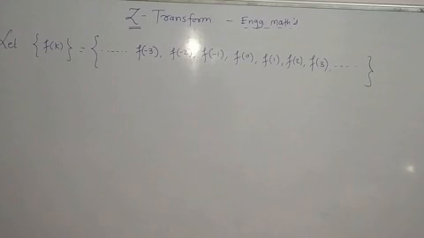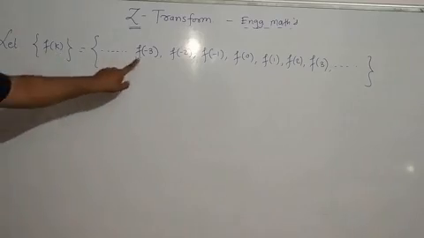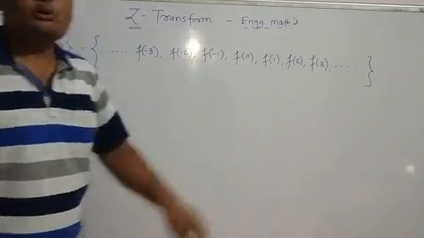So from where to where we have a sequence? We have a sequence from minus infinity to plus infinity. And what varies from minus infinity to plus infinity? Here k varies from minus infinity to plus infinity.